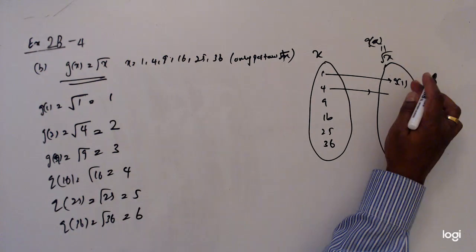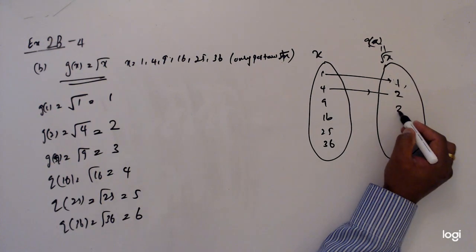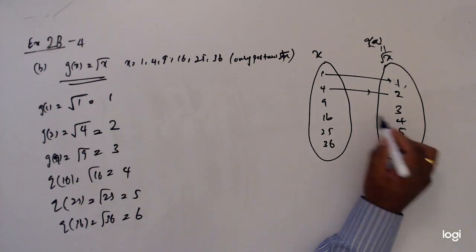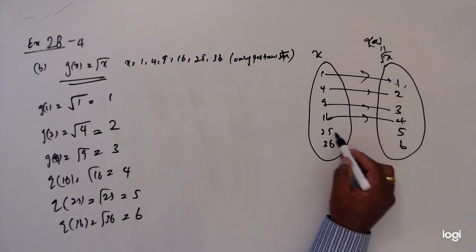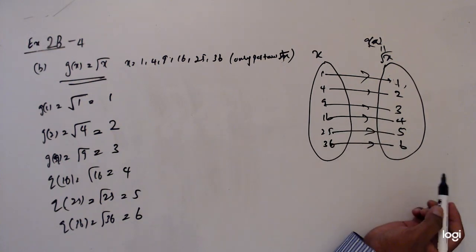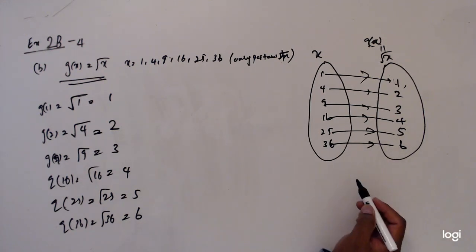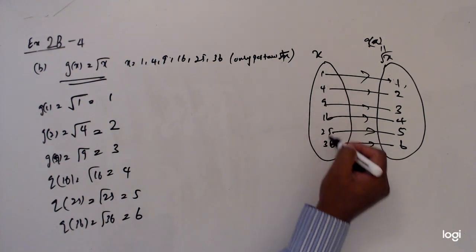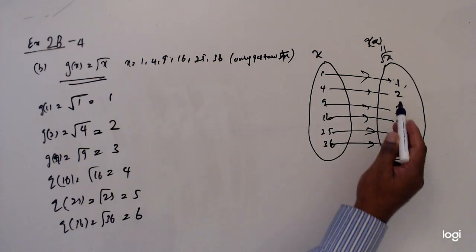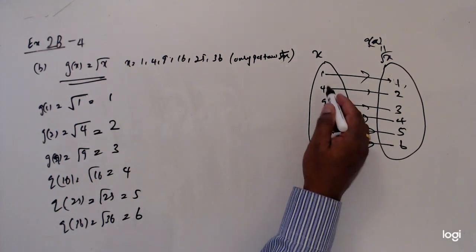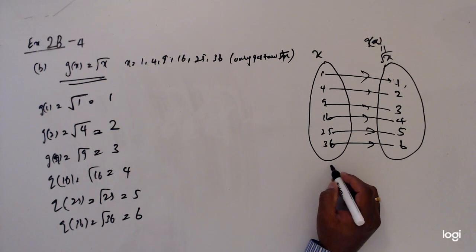Now g(1) is 1 and this is 2, 3, 4, 5, 6. So this is the range. 16 goes to 4, 25 goes to 5, 36 goes to 6. So we can see that we have only one distinct y value for each element of x. Hence this is 1 to 1.